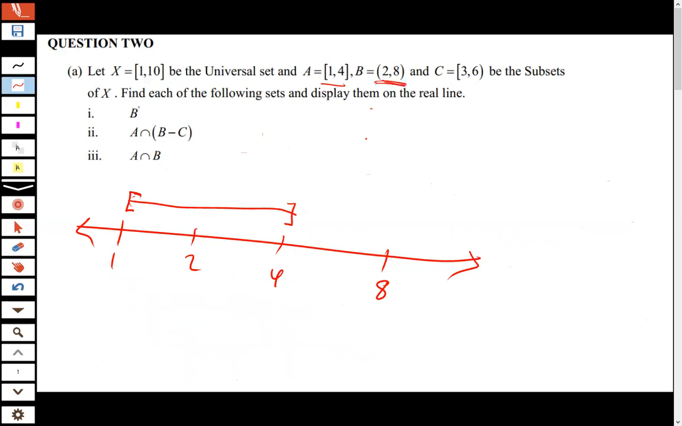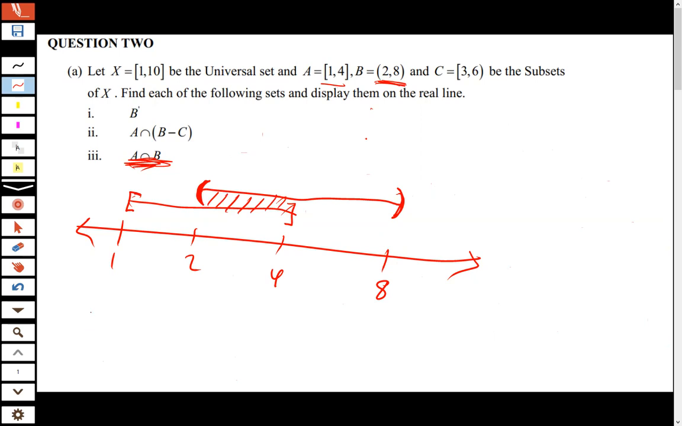Then for B, it's open on both ends. So B is starting from 2. At 2, it's open, so you put an open bracket at 2, and then you also put another open bracket at 8. This is the other way you can represent this on a number line, if you don't want to be drawing circles. And then we're trying to look for the intersection between A and B. This part is the intersection where the two lines are meeting.